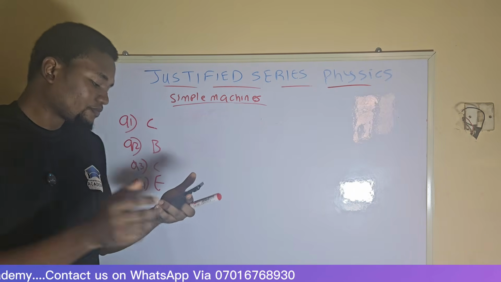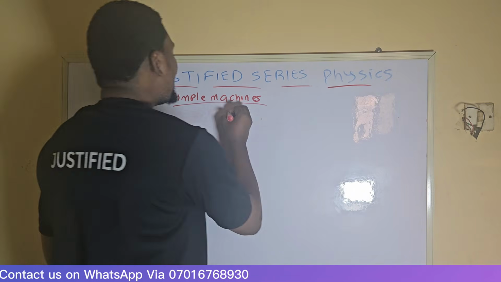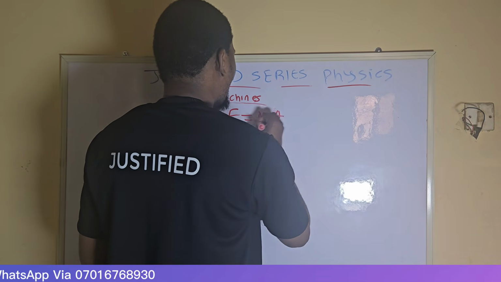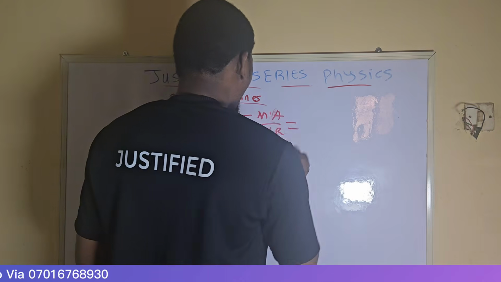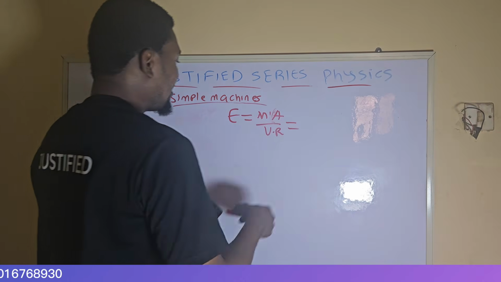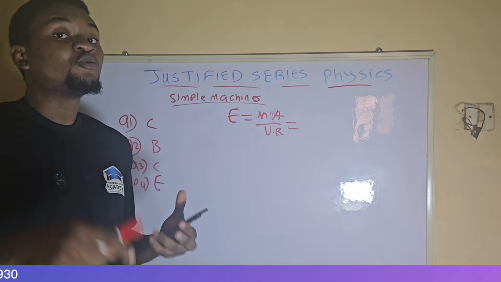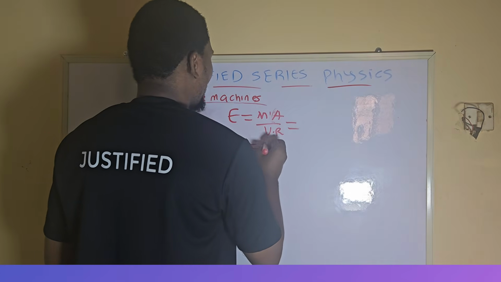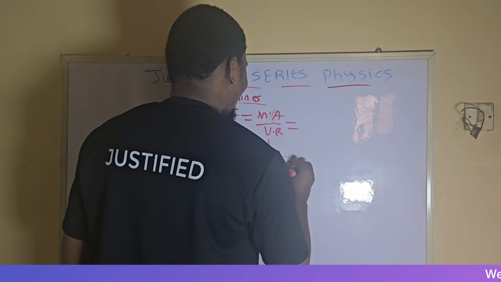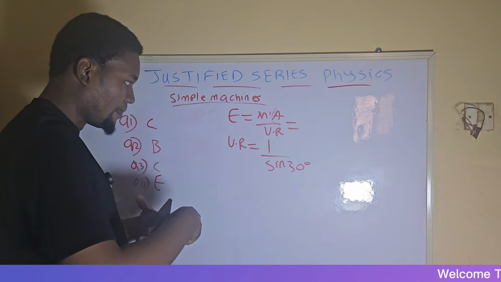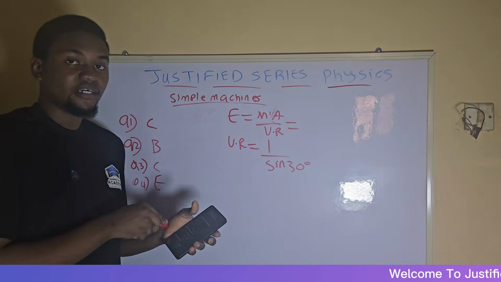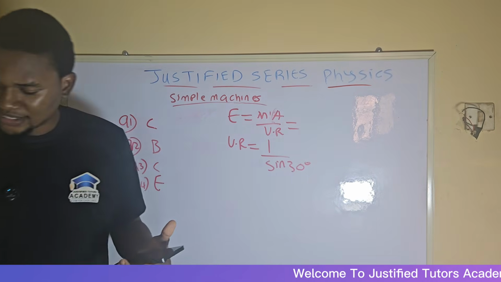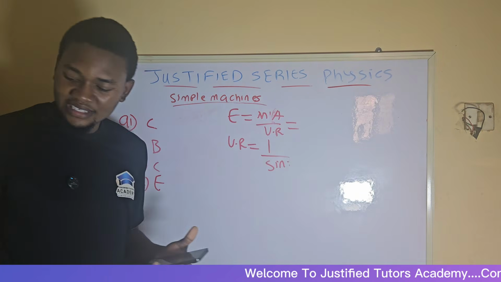Sure you get. So now remember the formula for efficiency: MA over VR. And then we are not given our VR, so we still have to find our VR, and our VR for an inclined plane is equal to 1 over sine 30 degrees. Sorry, 1 over sine theta. Why am I saying sine 30? The formula for VR is 1 over sine theta.